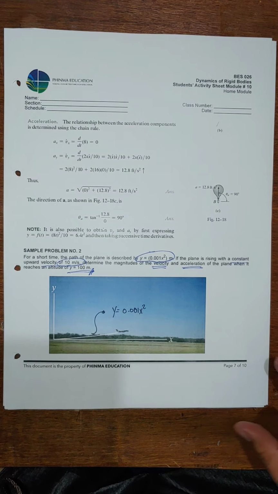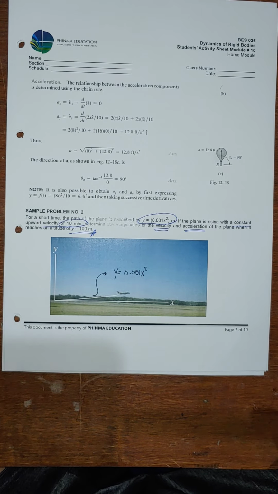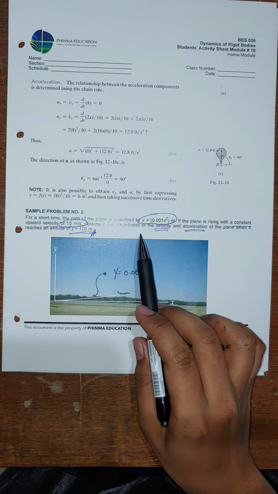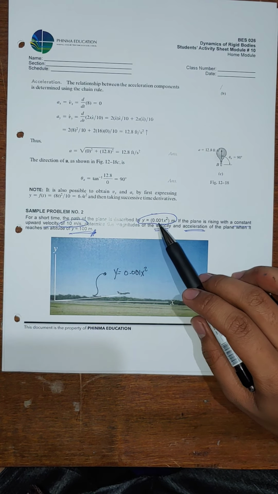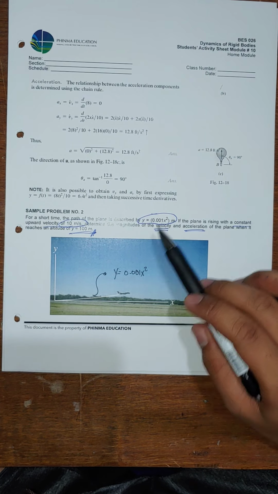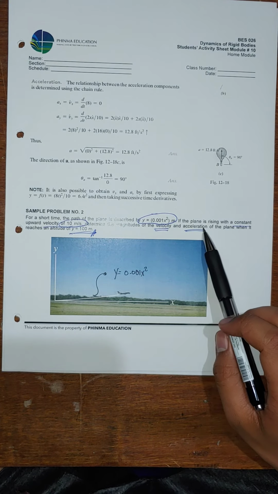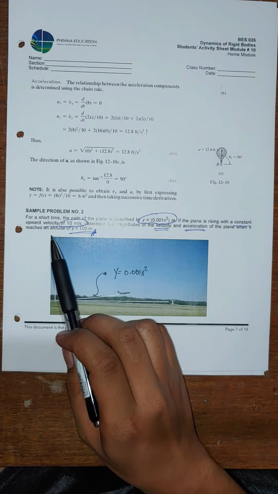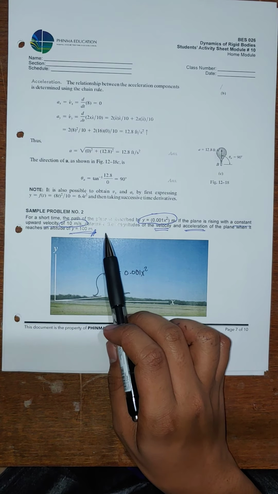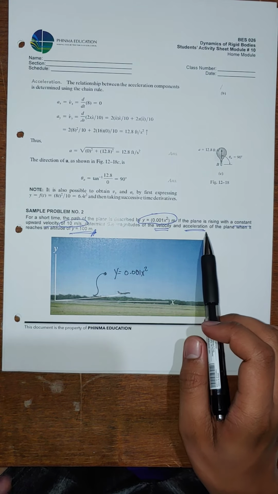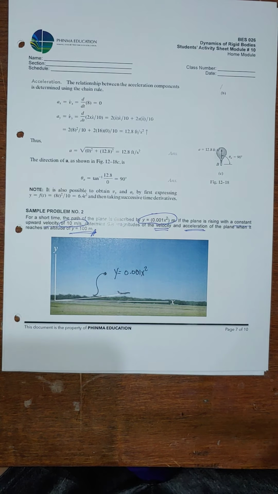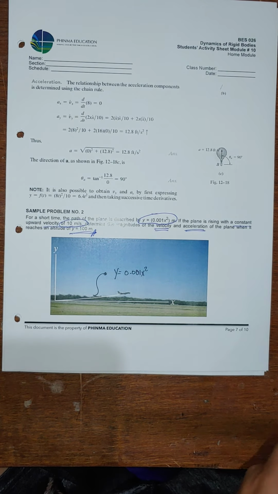Okay, welcome to our sample problem number 2. So we have here a problem. For a short time, the path of the plane is described by y equals 0.001 x squared meters. If the plane is rising with a constant upward velocity of 10 meters per second, determine the magnitudes of velocity and acceleration of the plane when it reaches an altitude of y equals 100 meters.